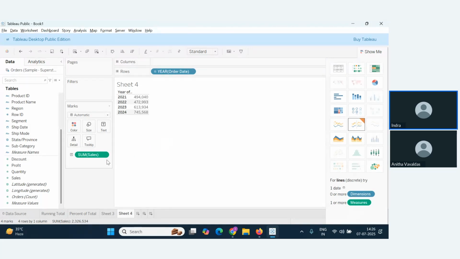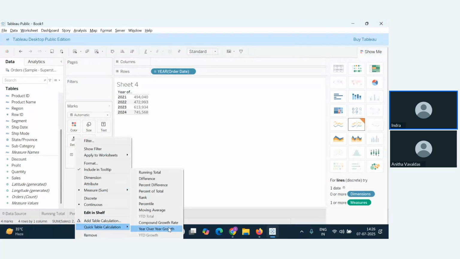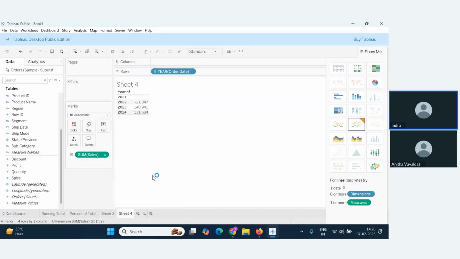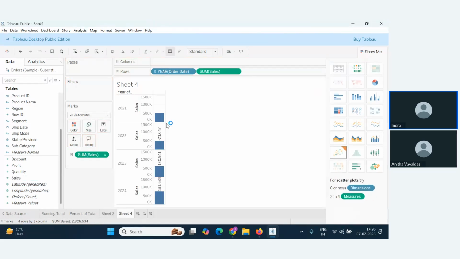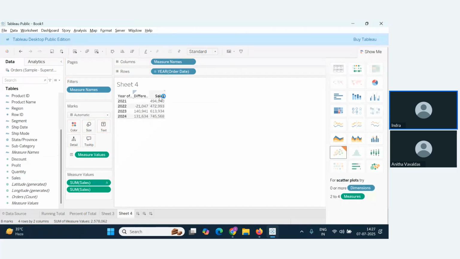Okay. Now what I'll do, I'll click on the sales field and I will select table calculations and I will select the difference. Again, for comparison, I will keep the sales next to it. So this is the sales value and this is the difference between them. This difference is coming from this value. If you subtract 494 minus 472, you get this value. 613 minus 472, you get this value.